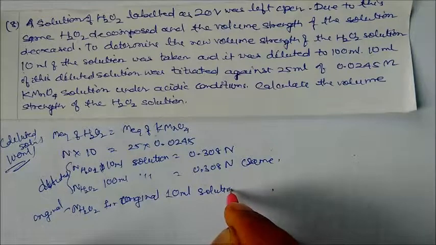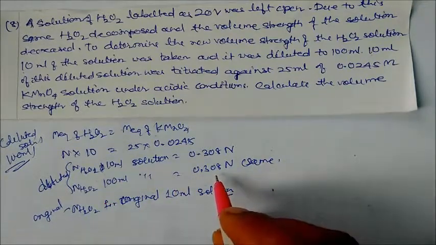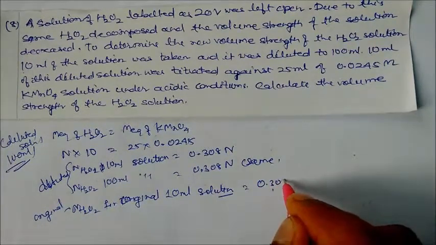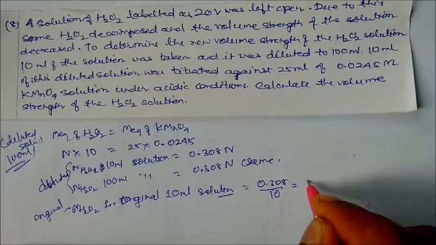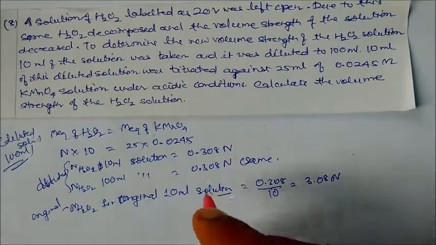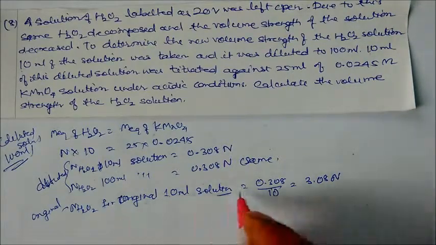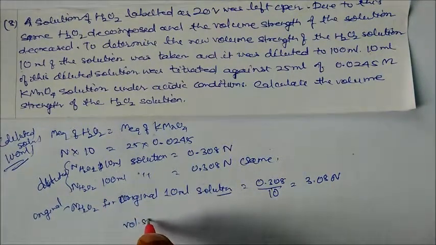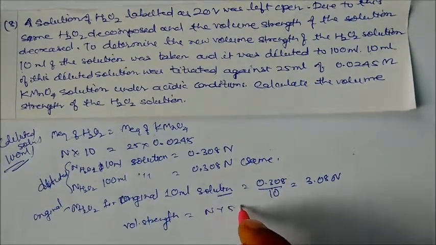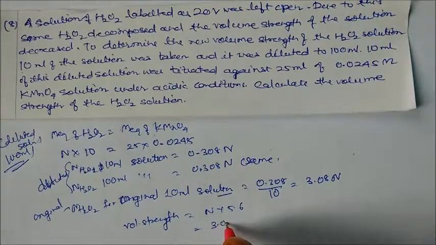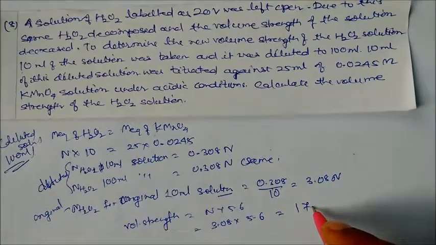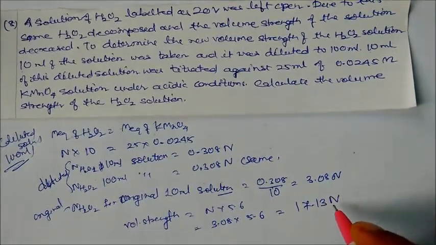So here what will happen, this 100 ml, so this much for 10 ml solution, it will be divided by 10. So the answer will be 0.308 divided by 10, so we will get here 3.08. So this is the normality of the 10 ml solution. Now what is the volume strength of this solution? The volume strength is nothing but the normality into 5.6. So here the normality we know is 3.08 multiplied by 5.6. If we solve it, we will get here 17.13. So this is the volume strength V.